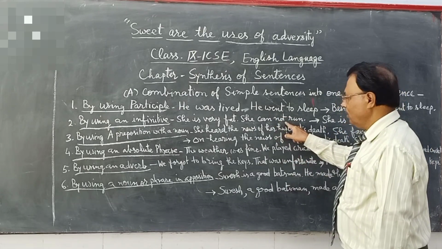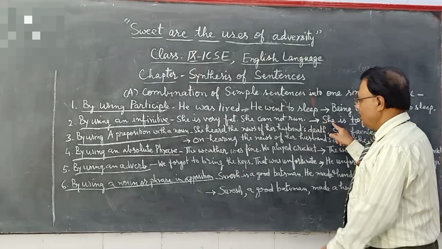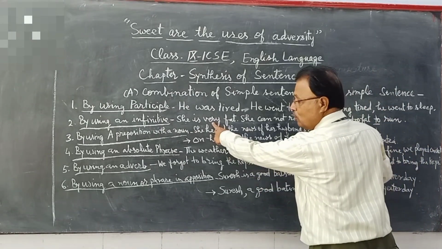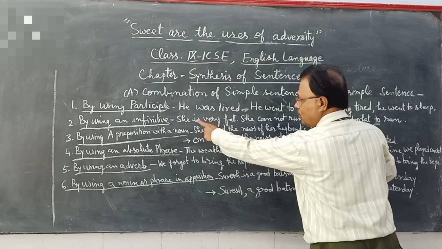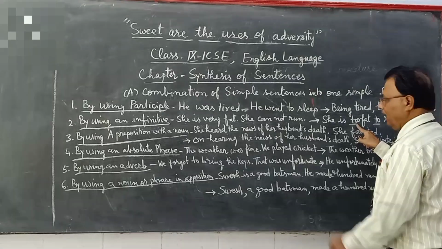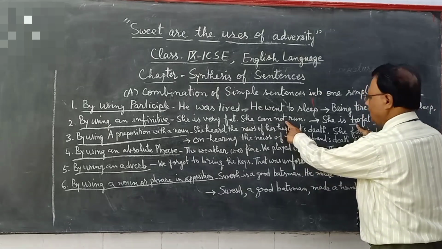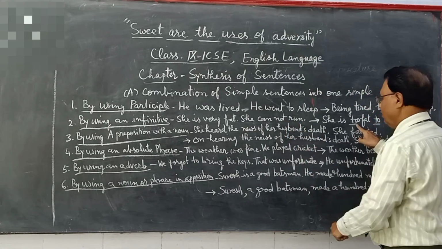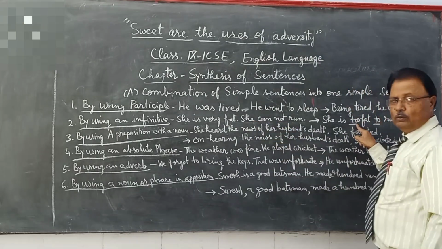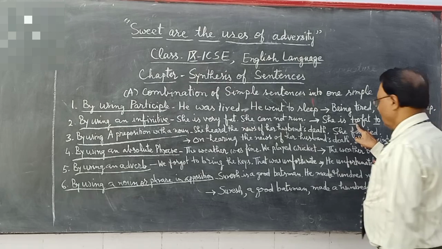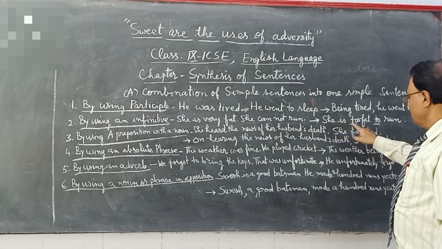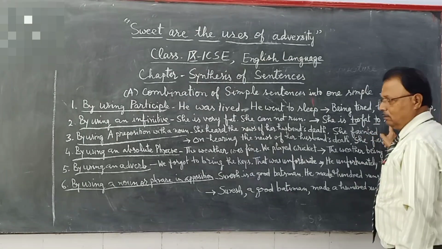Then what will we do? She is, in place of very, we use too, T-O-O. She is too fat, and the infinitive of the other sentence, to run. Because not is included in too, it gives a negative sense. Then the solution will be: she is too fat to run.